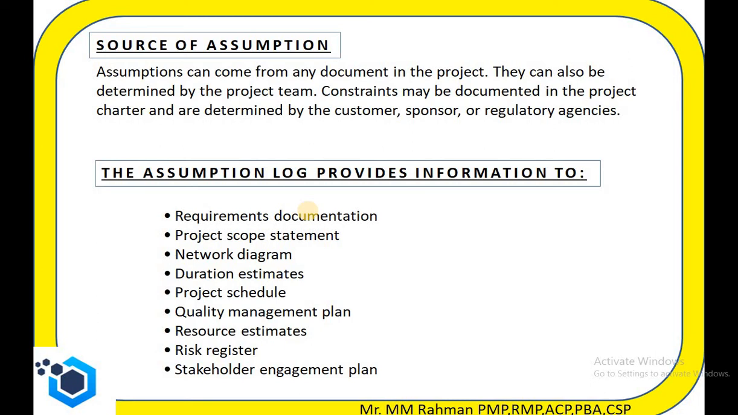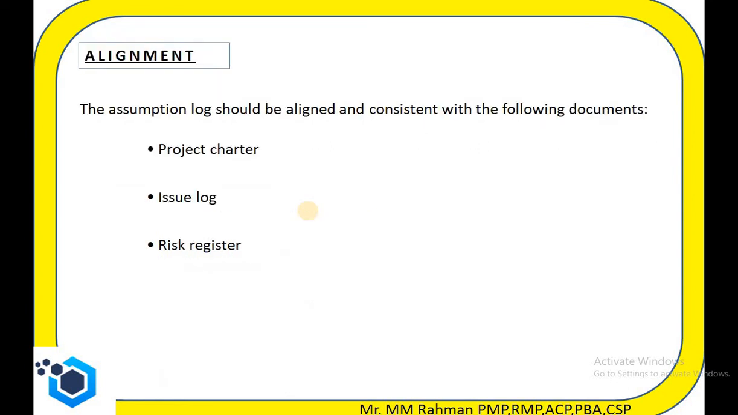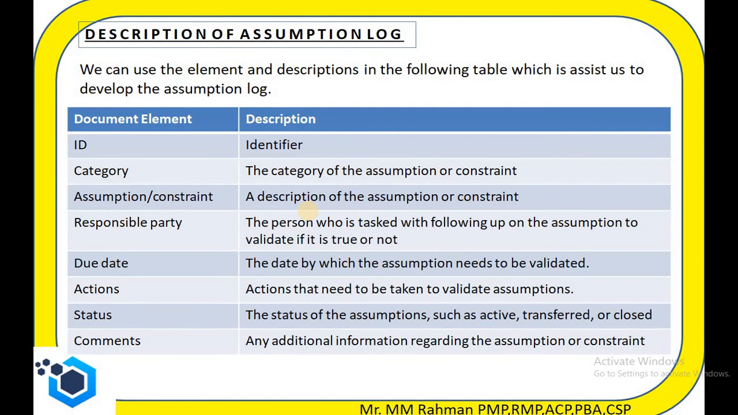We use it when we are going to develop the requirements documentation, project scope statement, network diagram, duration estimation, project schedule, quality management plan, resource estimates, risk register, and stakeholder engagement plan. At these times we have to consider this assumption log. Then this assumption log should be aligned and consistent with the following documents: the project charter, issue log, and risk register.